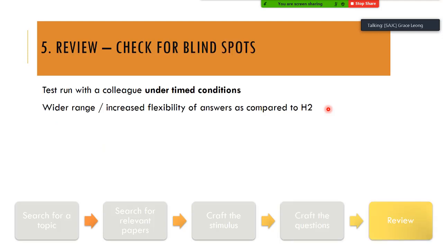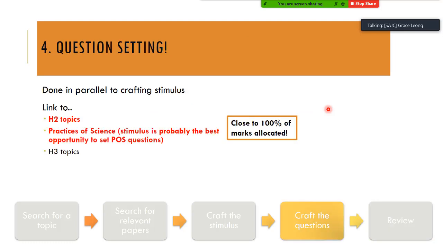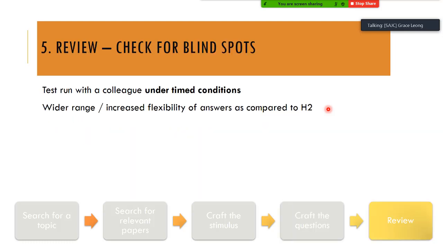Okay, so once we have narrowed down the stimulus and set the questions, this part is quite important: to check for your blind spots and to review the entire thing. I feel that H3 is slightly different from H2 because we are much more familiar with the style of H2 questions.